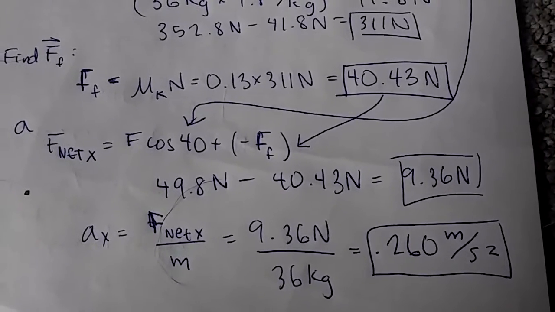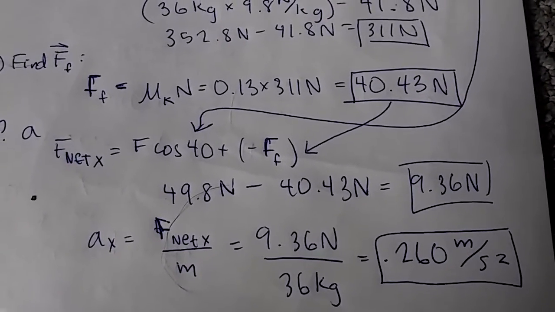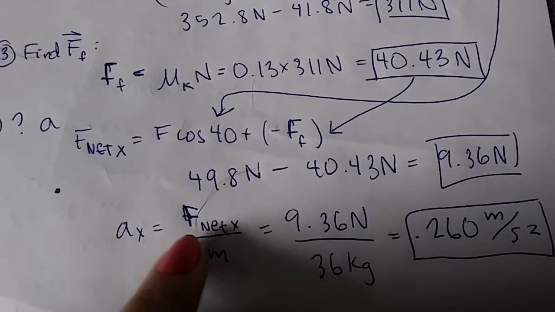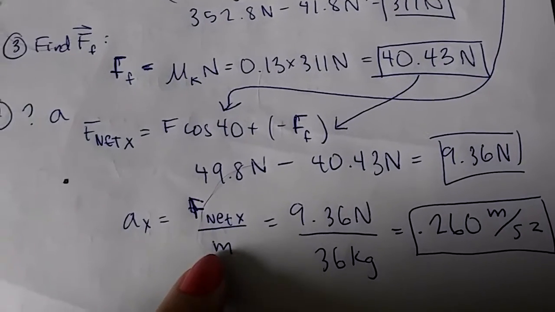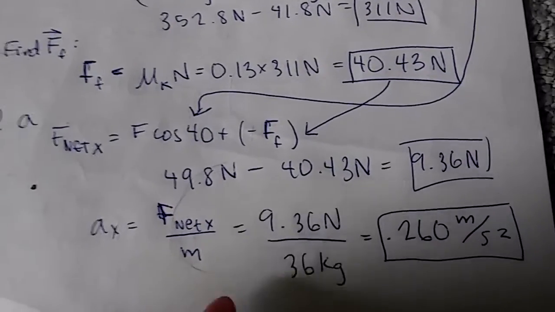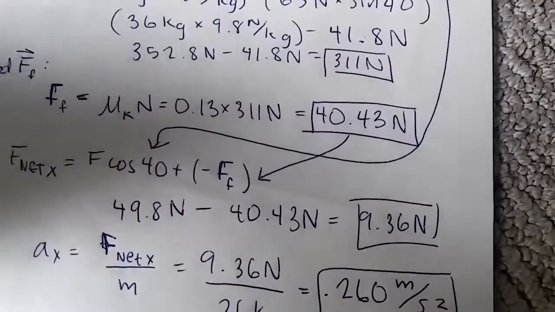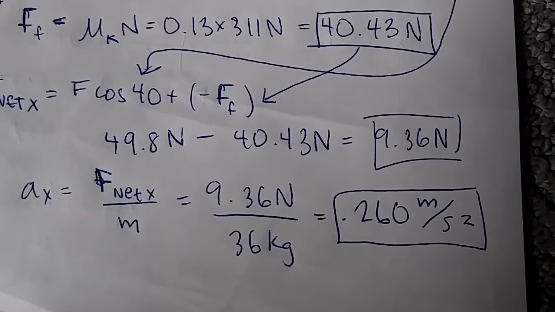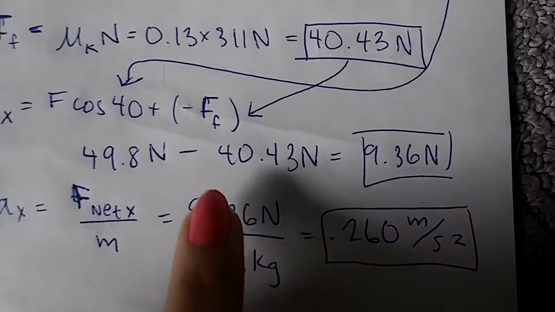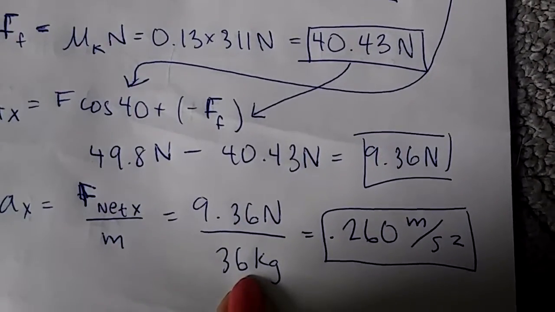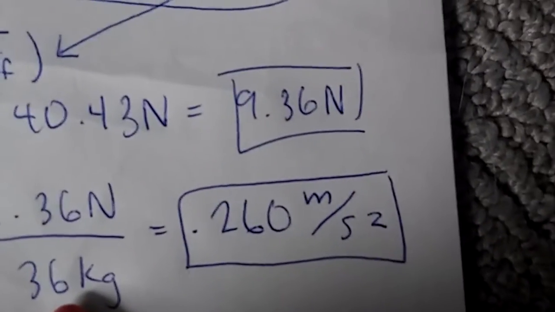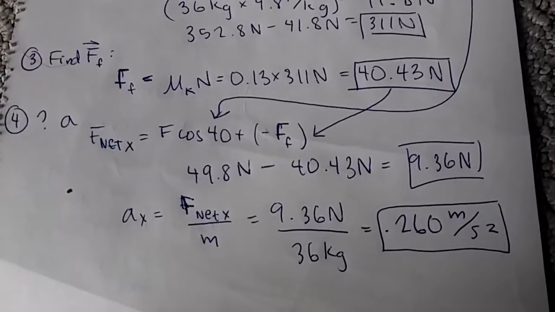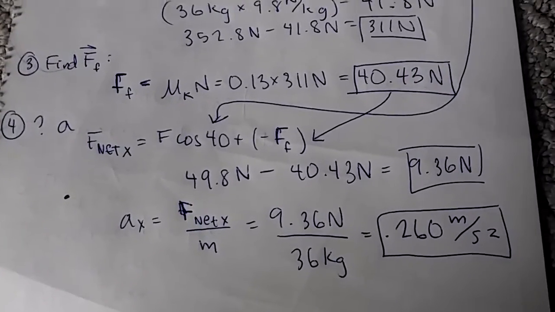So the acceleration in the x direction would be 9.36 newtons, or the F net x, divided by the mass of the suitcase. So that would be 9.36 newtons, which I solved for in the last equation right here, divided by 36 kilograms, the mass of the suitcase, which gives me 0.260 meters per second squared, which would be the acceleration. Okay, thank you.